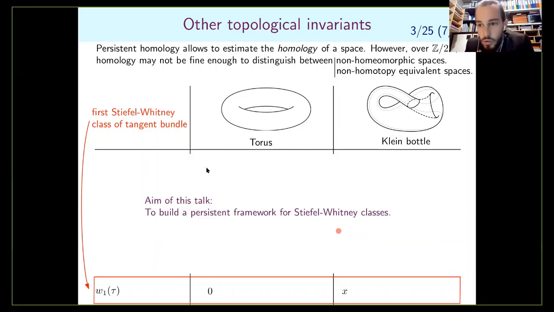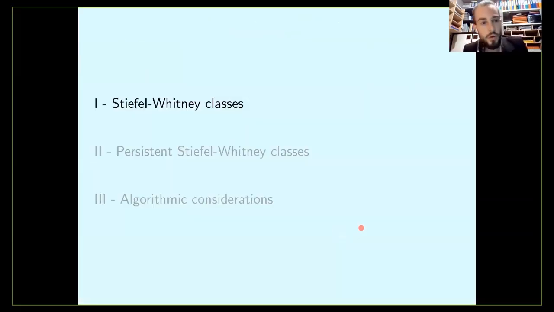So in this work, I try to make them persistent so we can actually estimate them in practice. So we will spend 10 to 15 minutes defining these classes. This will be a great opportunity for you to interrupt me if you have any question. Then I will show you how we can make them persistent, and we'll end with a discussion about algorithms.